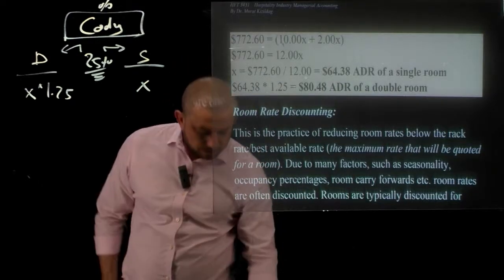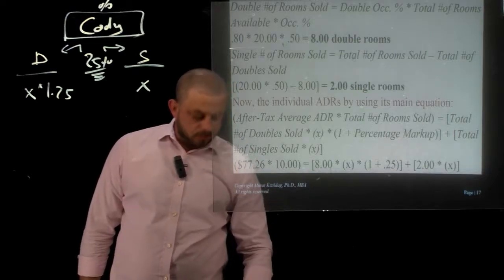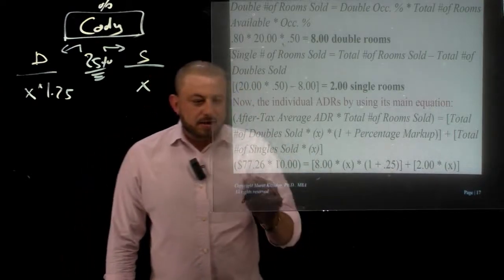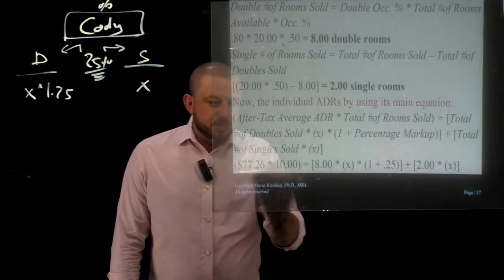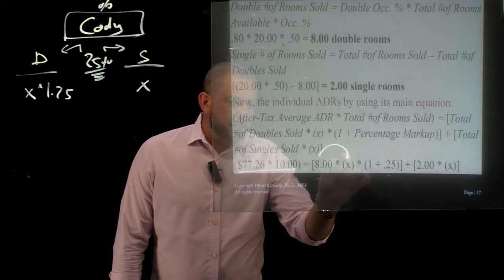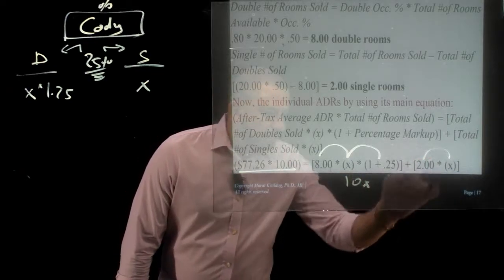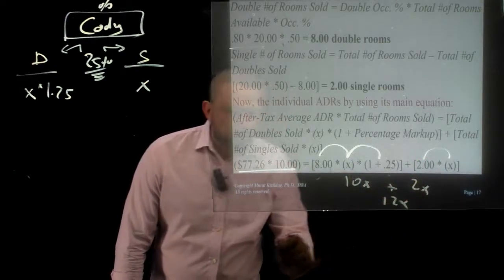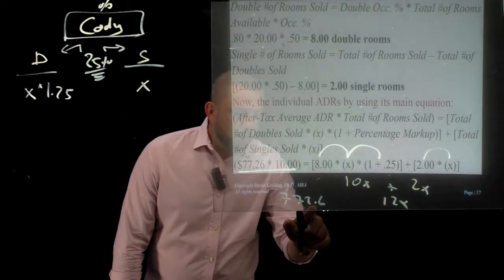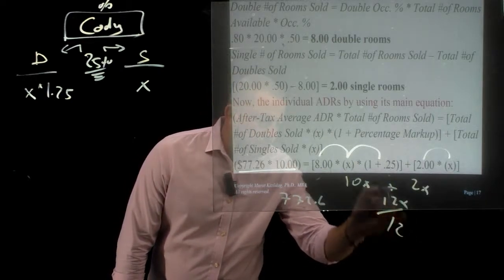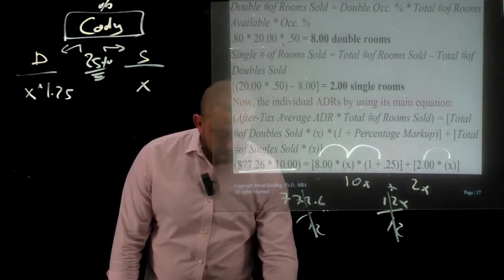772.60. Excuse me, let me just go down. I'm skipping a line. So I can simplify this, okay? 772.6 becomes this part right here. So 8 multiplied by x multiplied by 1.25 is 10x. 2 multiplied by x, 2x, plus, this is 12x over here. And then this is the multiplication. All I have to do is leave the x alone, divide both sides by 12, and do the division, and I will be able to find what x is.